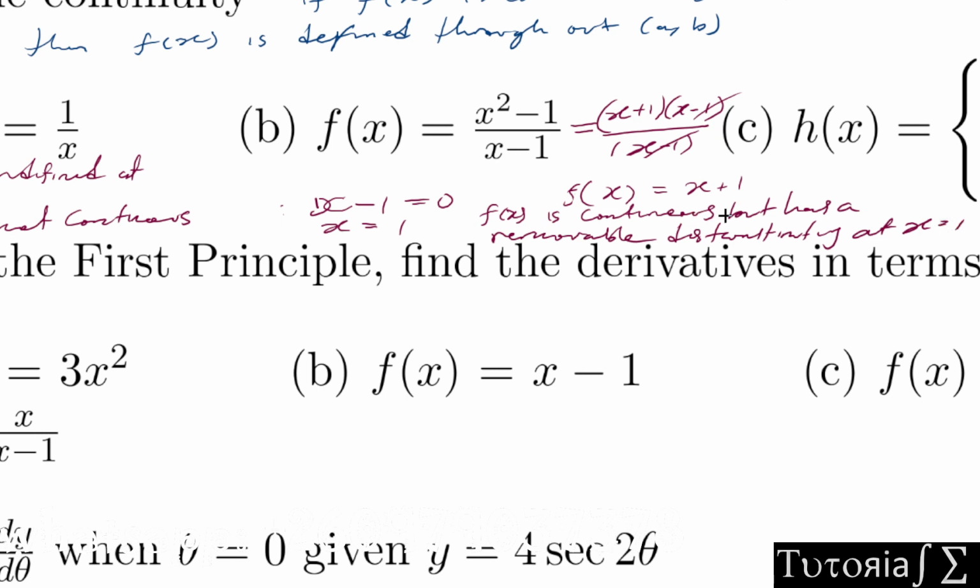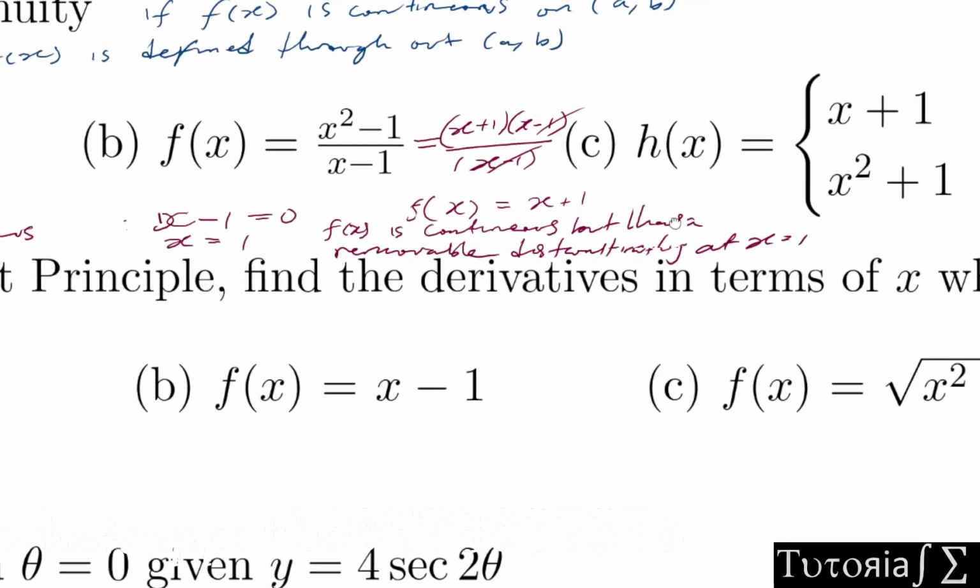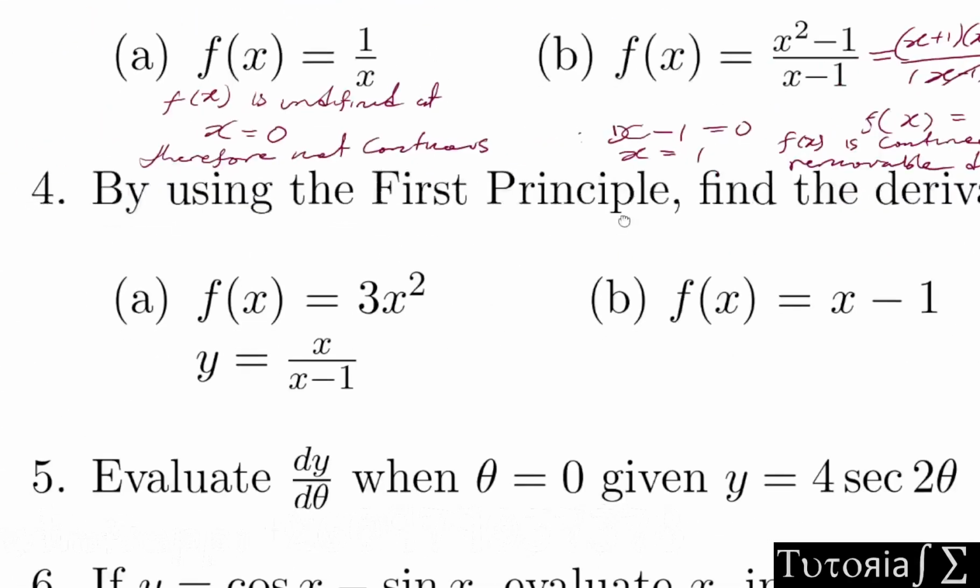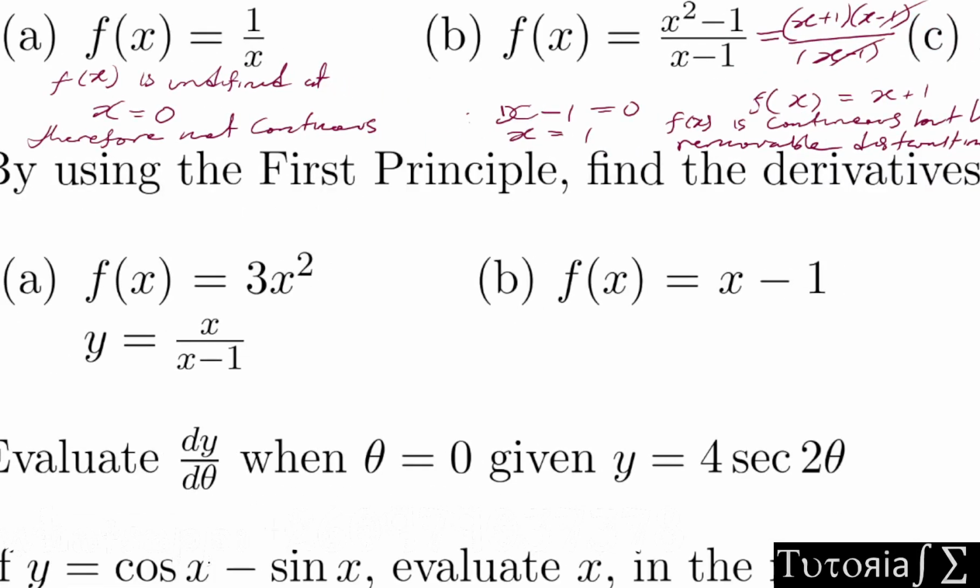So that is how you'd discuss the continuity of this function. We see that this function, when simplified, is continuous, but when we plug in directly, it has a removable discontinuity at x equals 1. All right, so that is that. And what you should know is that all functions that do not have a denominator are more likely to be continuous.